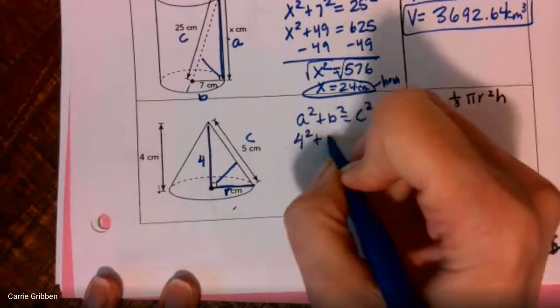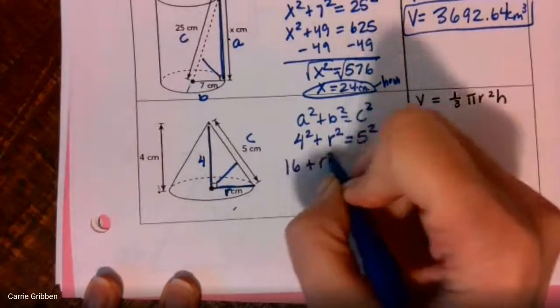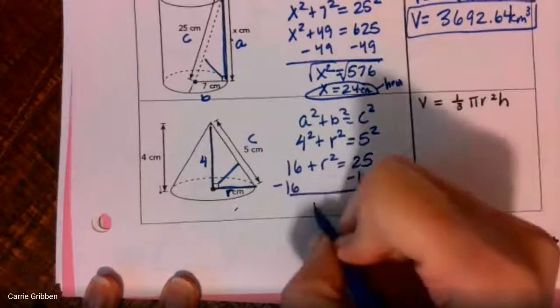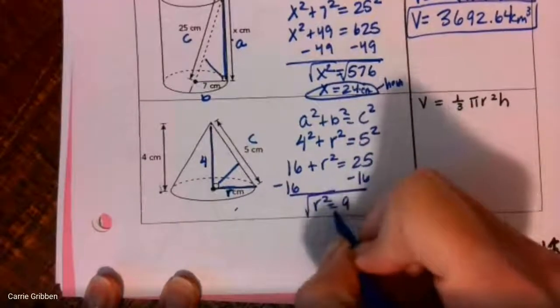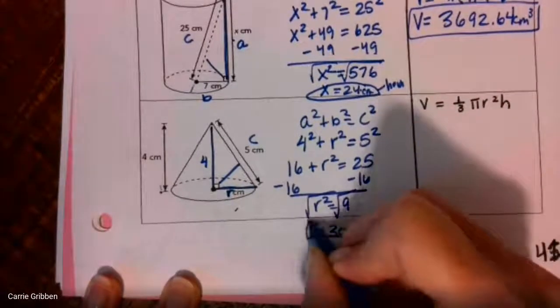4 squared plus r squared then equals 5 squared. So we got 16 plus r squared equals 25. Take away 16, r squared equals 9. I know the square root of 9 without a calculator, it's 3. So 3 centimeters is the radius.